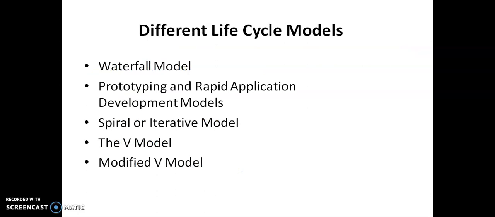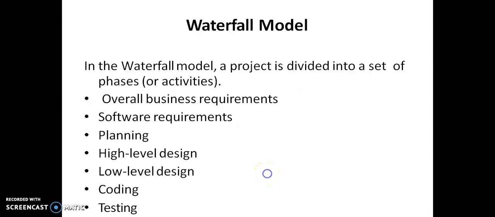There are different life cycle models. They are the waterfall model, prototyping and rapid application development models, spiral or iterative model, the V model, and the modified V model. First we will discuss them one by one. First we will discuss the waterfall model. In the waterfall model, a project is divided into a set of phases or activities. Each phase or activity contains a set of actions or software engineering tasks.